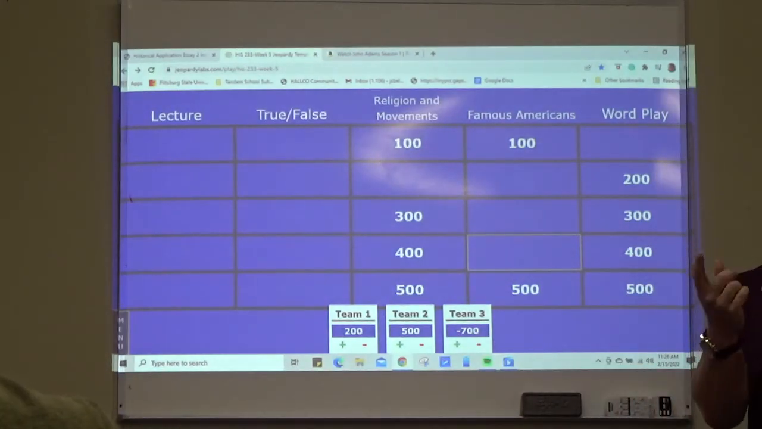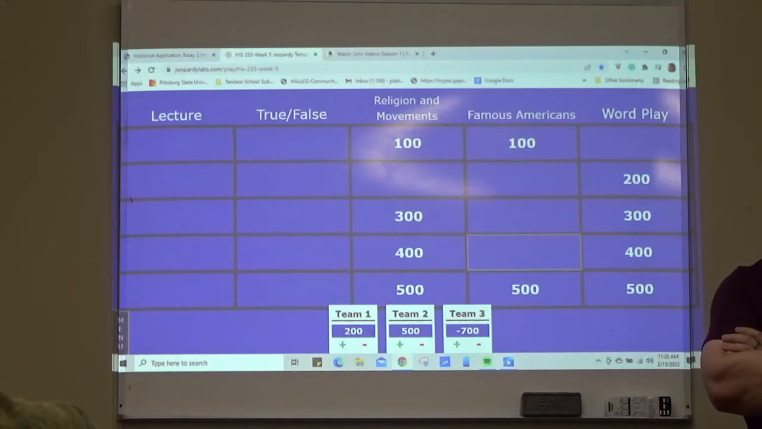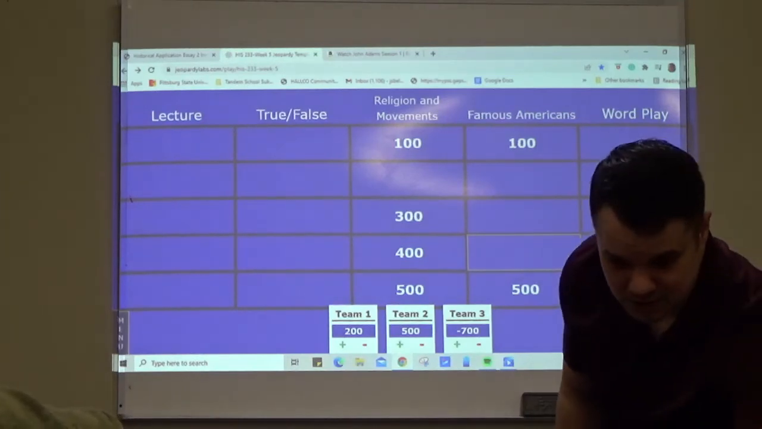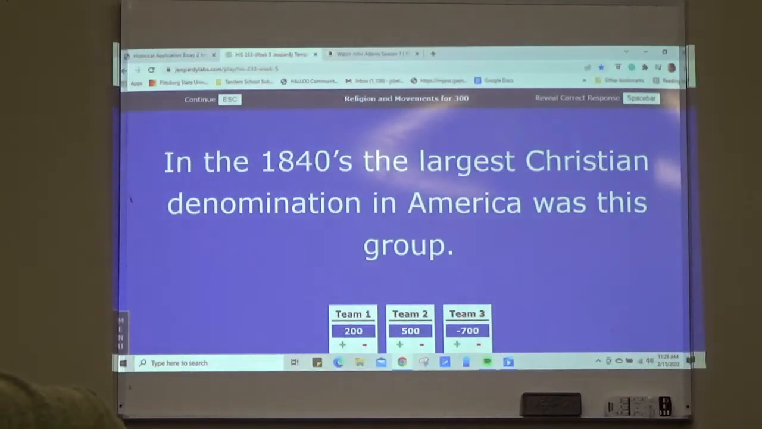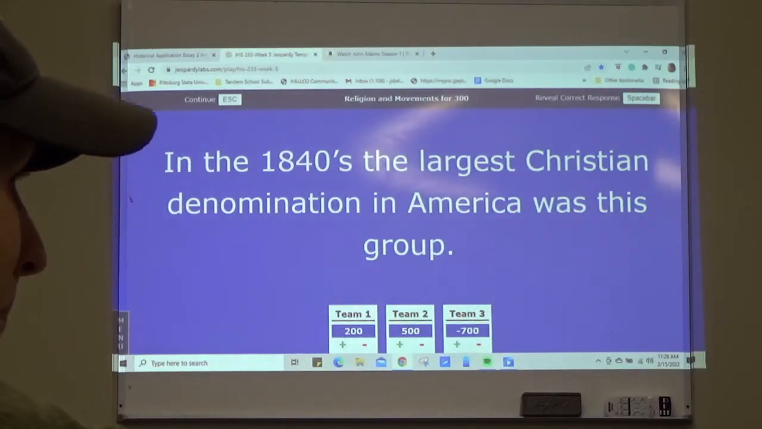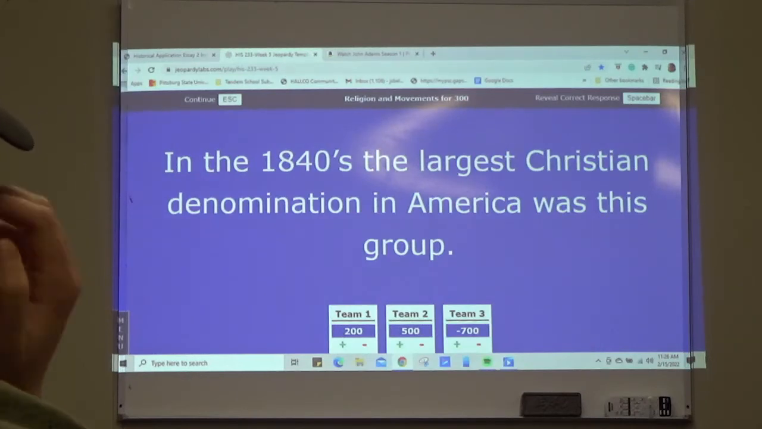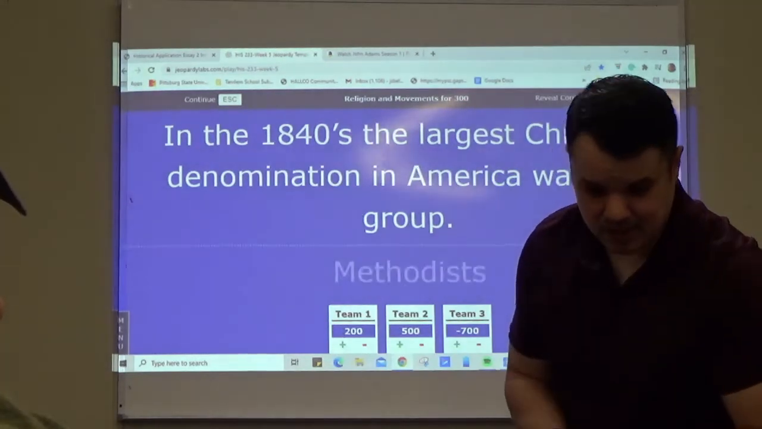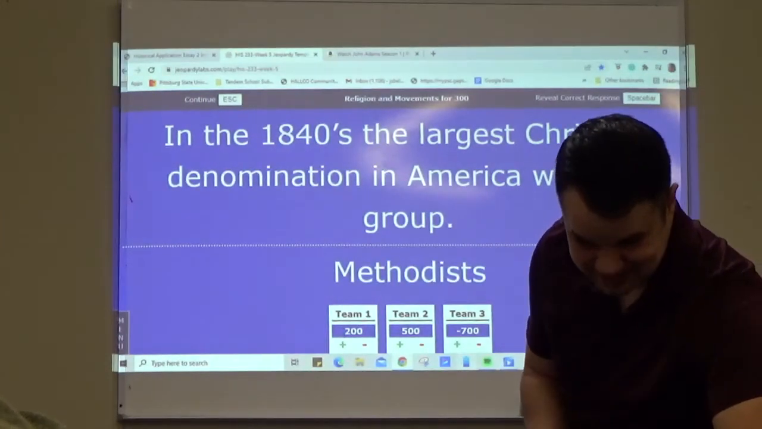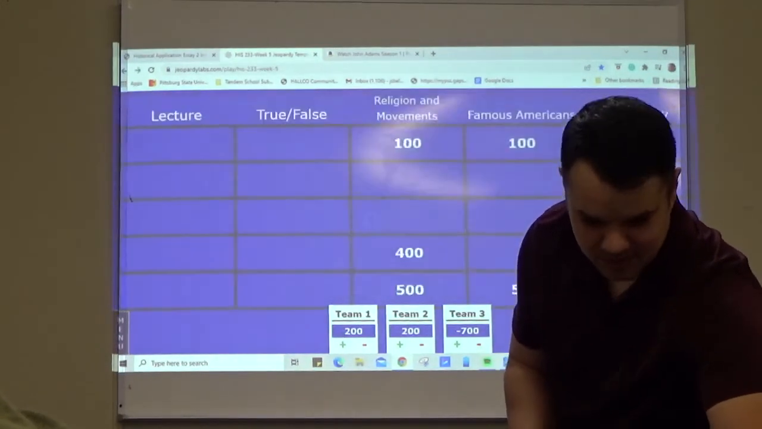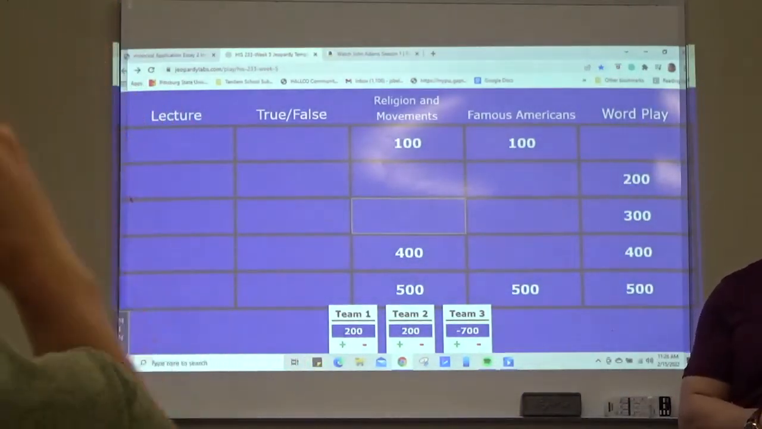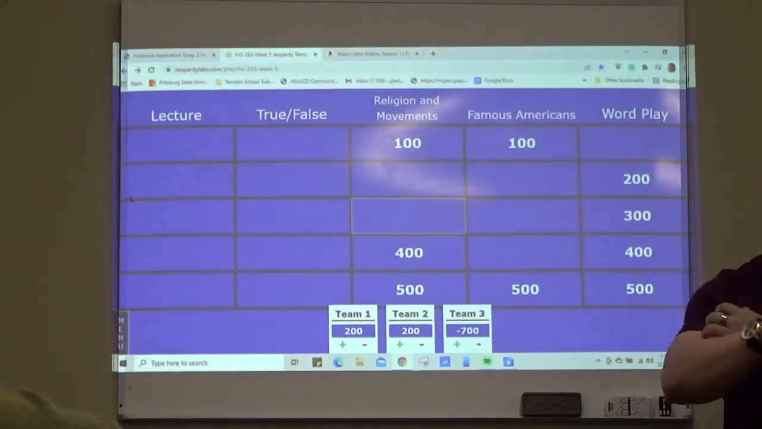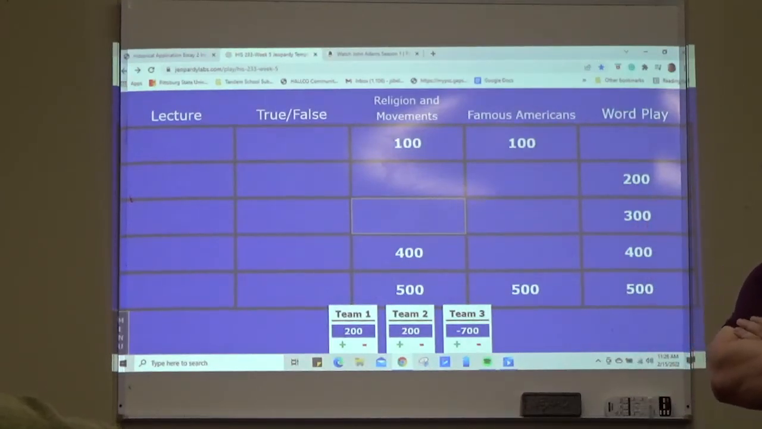Alright, so Team 1. What'd you pick? Religion and Movements 300. In the 1840s, the largest Christian denomination in America was this group. Is it the Catholics? Let's see. It's the Methodists. Oh, there's so many religions. We're Methodists. They are still a very large group today. Okay, so Team 3. Pretty sure we're all tied. No, Team 1 and Team 2 are.